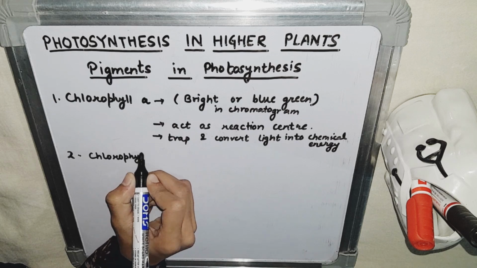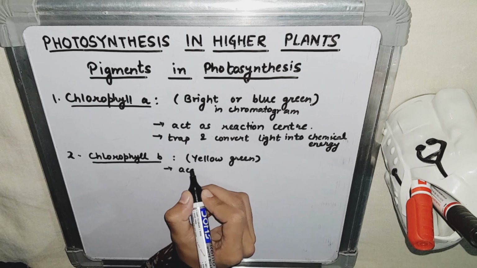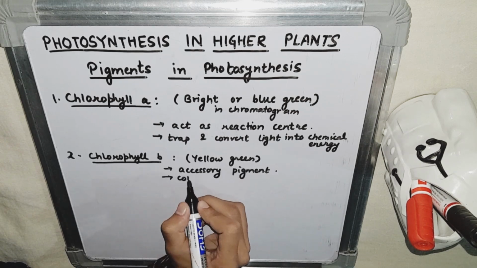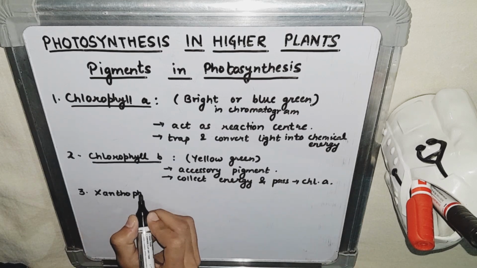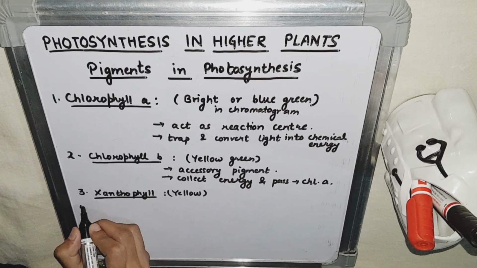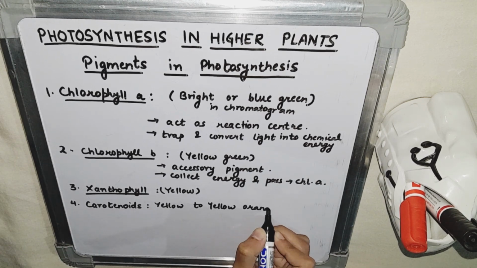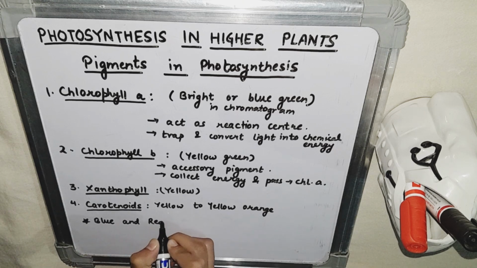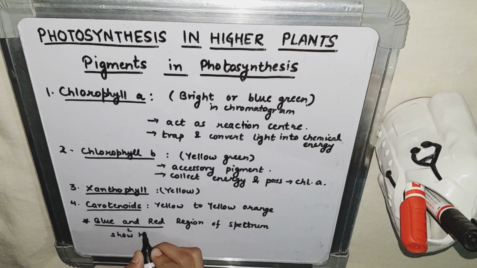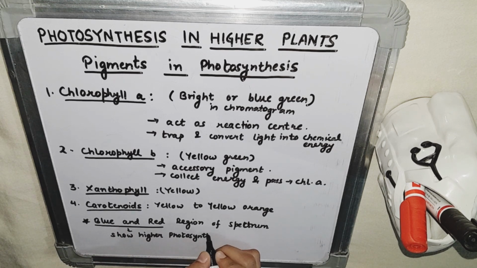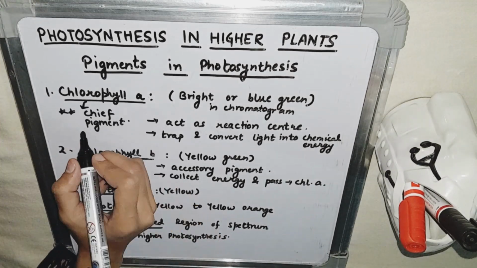Next is chlorophyll B. Chlorophyll B is yellow-green in color. It is an accessory pigment and it is used to collect the energy and then pass this energy to chlorophyll A. The third pigment is xanthophyll. It is yellow in color. Fourth is carotenoids. These are yellow to yellow-orange in color. Now an important point about pigments is that the blue and red regions of the action spectrum show a higher amount of photosynthesis. Also, chlorophyll A is considered the chief pigment of photosynthesis.